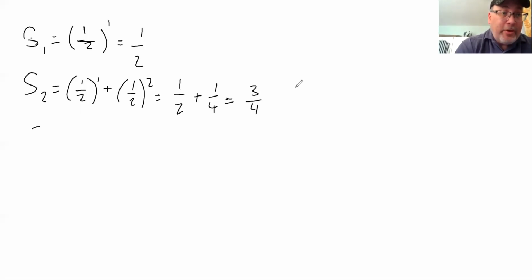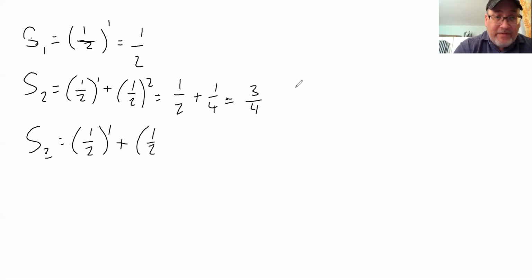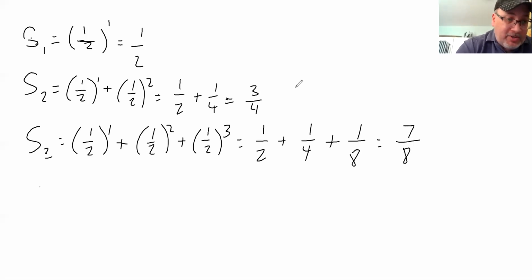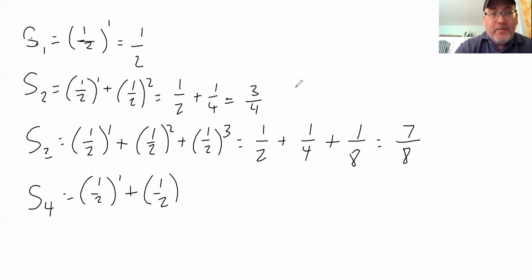If we wanted to do the third partial sum, we would add up the first three terms, 1/2 to the first plus 1/2 to the second plus 1/2 to the third. That would be 1/2 plus 1/4 plus 1/8, 7/8. Just for kicks, let's go ahead and do the fourth partial sum, which would be 1/2 to the first plus 1/2 to the second plus 1/2 to the third plus 1/2 to the fourth.